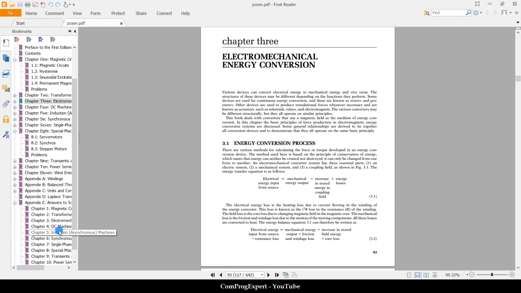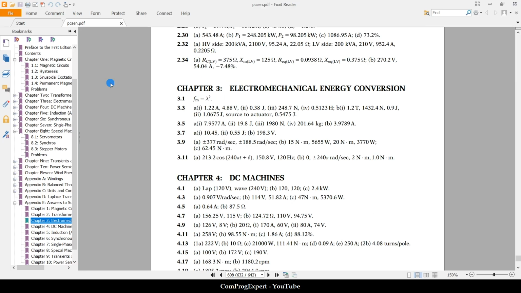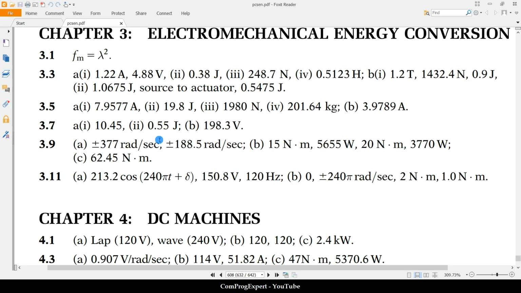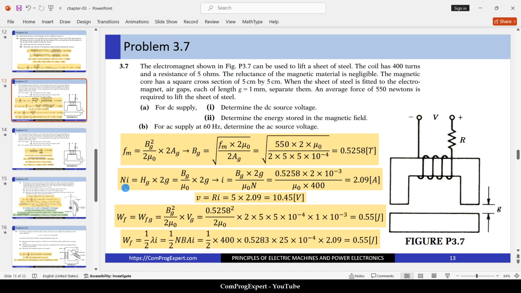Let me check. Do we have the solution for this problem or not? Yes, we have the numbers: 10.4 volts, 0.55 joule for the energy stored. Now let's solve part B for AC supply at 60 Hertz. Determine the AC source voltage.